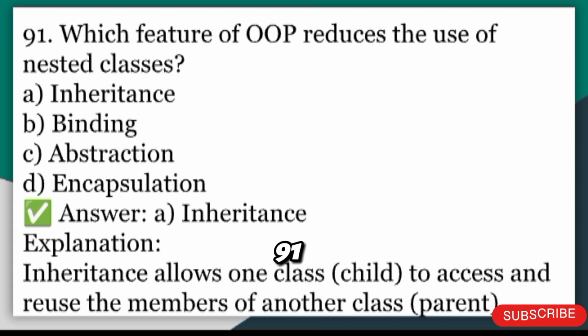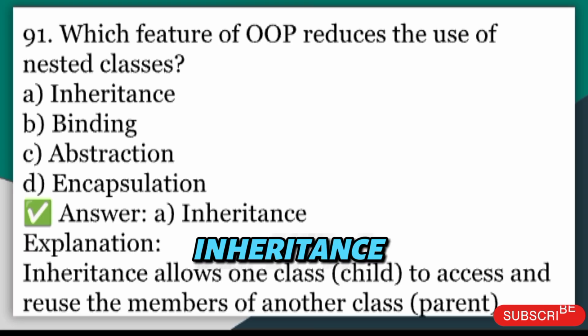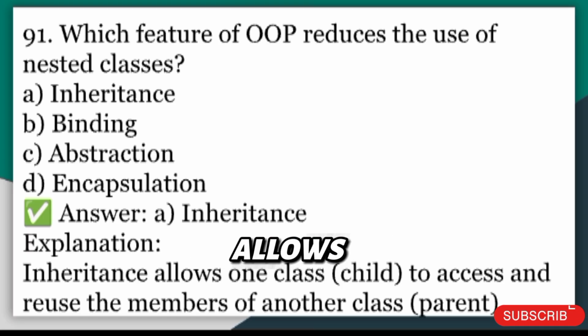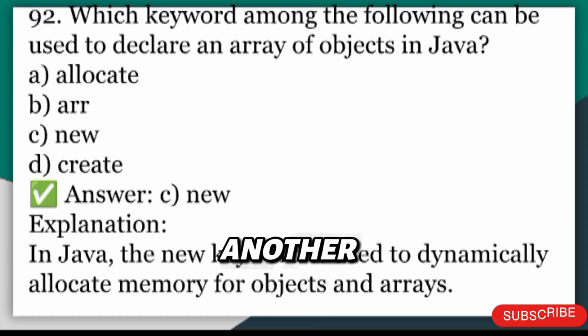Question number 91. Which feature of OOP reduces the use of nested class? So the right option is A, inheritance. Explanation: inheritance allows one class, the child, to access and reuse the members of another class, the parent. This reduces the need for nested classes since the subclasses can extend functionality without being tightly enclosed within another class.